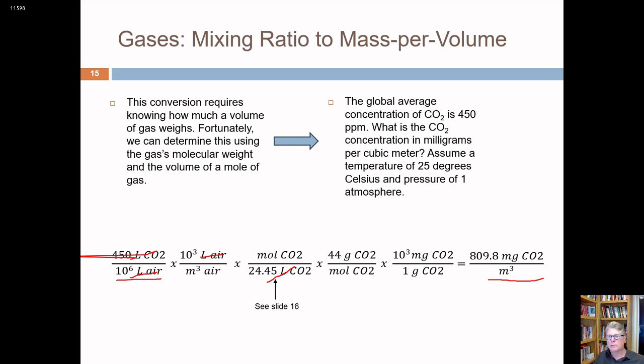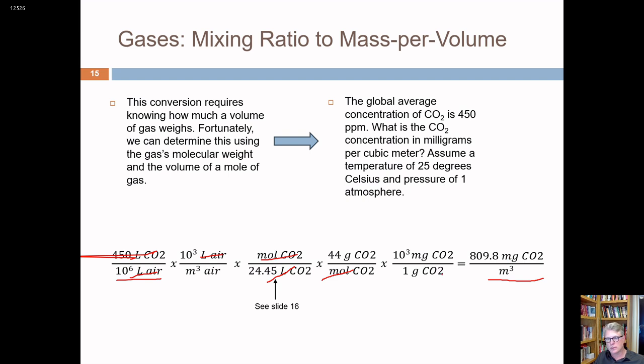So to go from moles to grams of CO2, we can use the molecular weight of CO2, which is 44, right? 12 for carbon, 16 for oxygen, another 16 for the second oxygen. So that's 32 and 12. The molecular weight of CO2 is 44 grams per mole. So now we can cancel out our moles of CO2, and we're in grams of CO2.